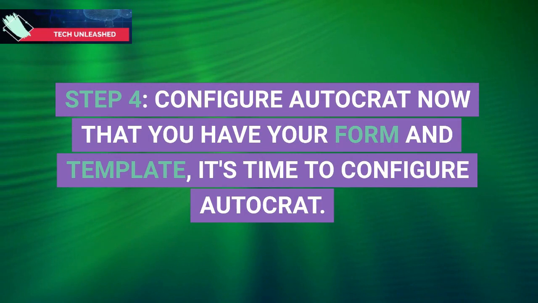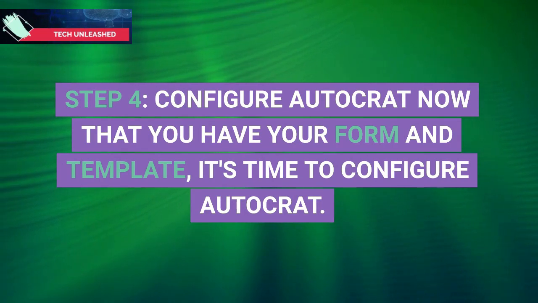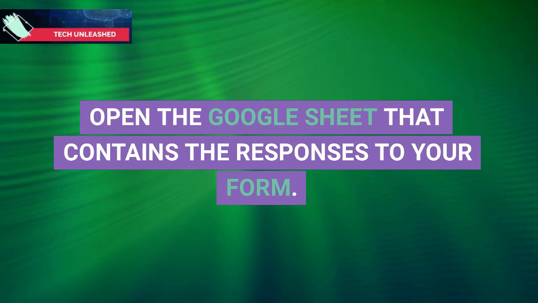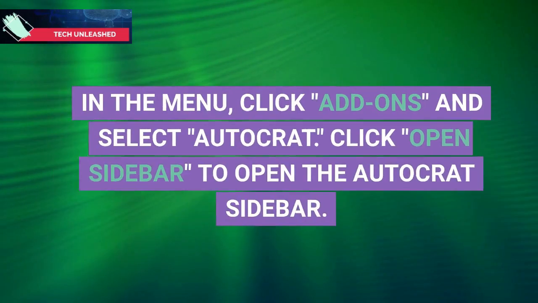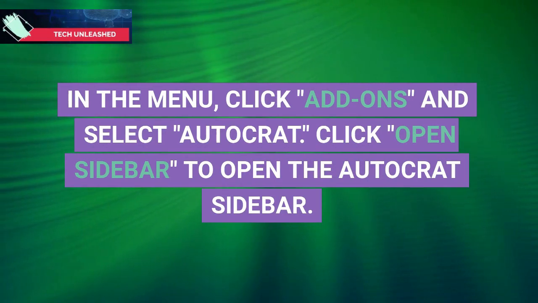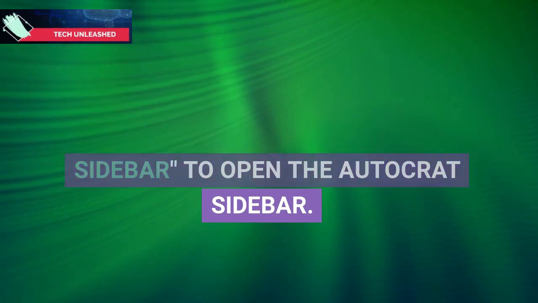Step 4. Configure Autocrat. Now that you have your form and template, it's time to configure Autocrat. Open the Google Sheet that contains the responses to your form. In the menu, click Add-ons and select Autocrat. Click Open Sidebar to open the Autocrat sidebar.